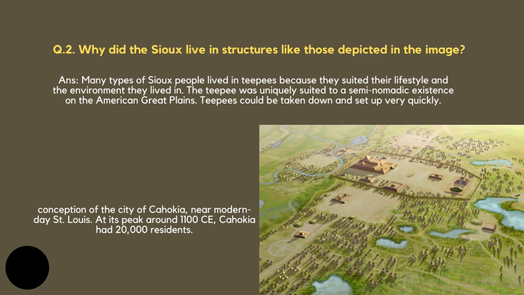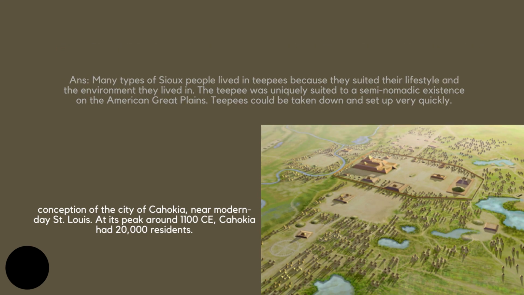Here's another question: why did the Sacs live in structures like the one depicted in the image? Many types of Sacs people lived in teepees because they suited their lifestyle and the environment they lived in. The teepee was uniquely suited to a semi-nomadic existence on the American Great Plains. Teepees could be taken down and set up very quickly.